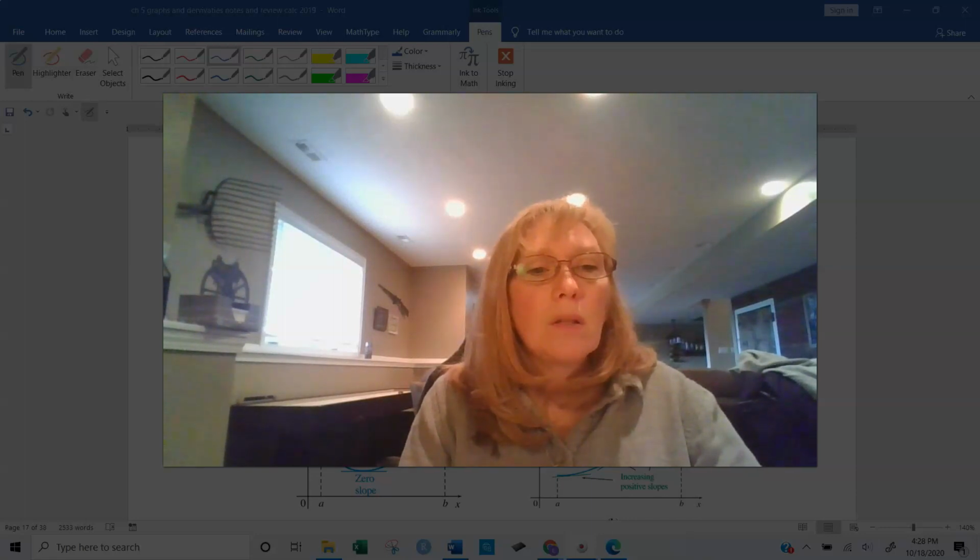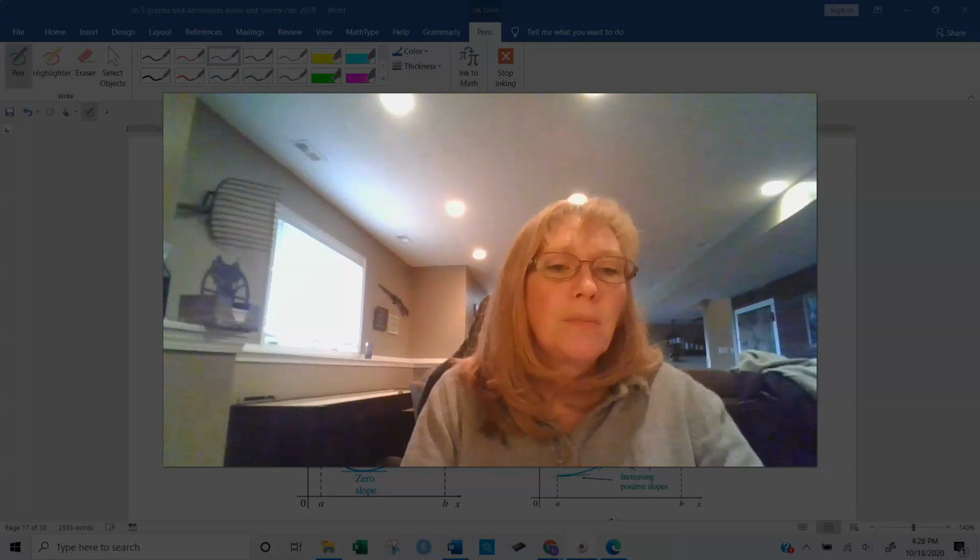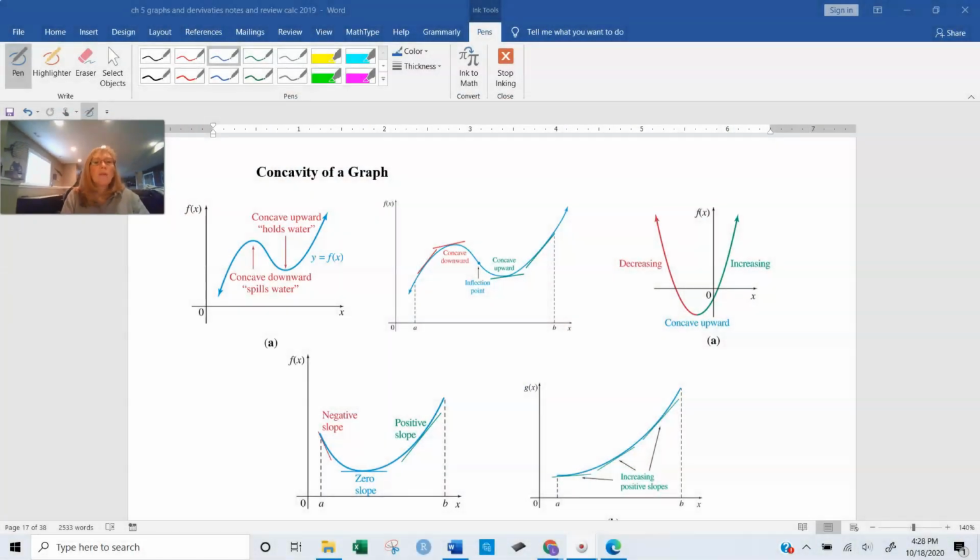Now when you look at this one, you have graphs in front of you, and all we're talking about is concavity. This here is called concave down. If you put water in it, it would not hold. So it's down. This is concave up. It means it would actually hold water.